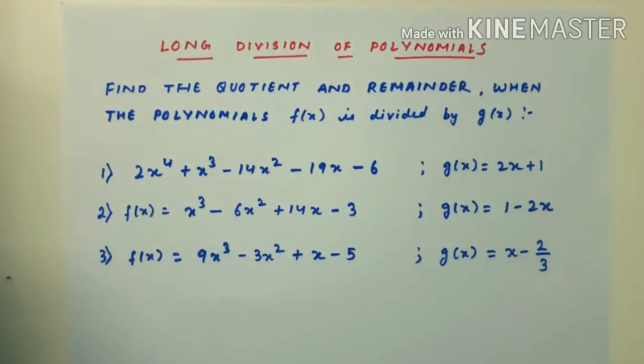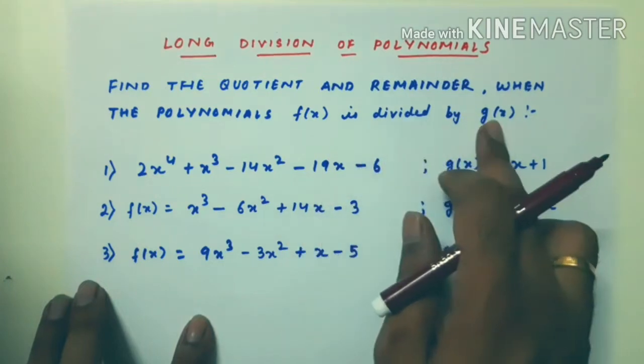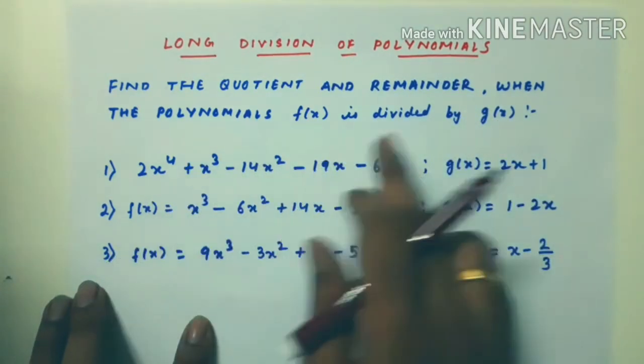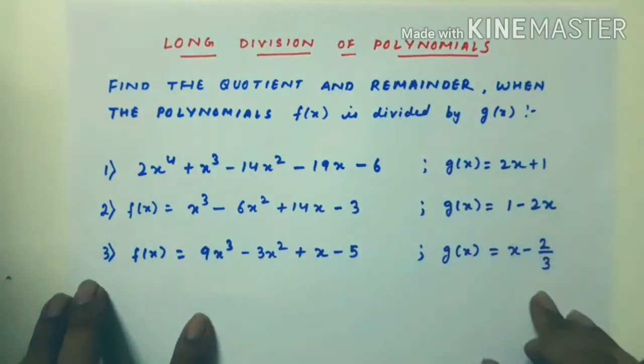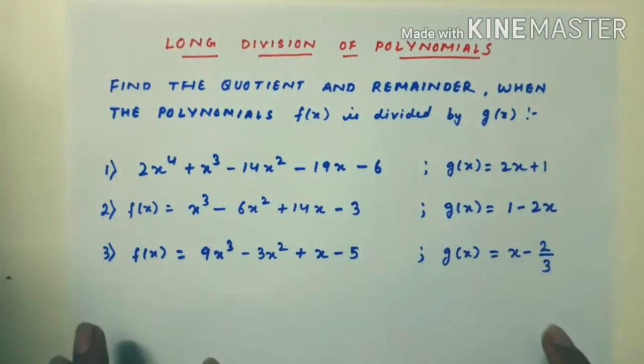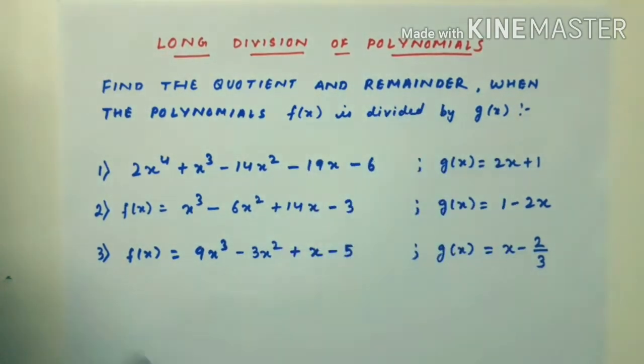Hello friends, in this video we will discuss division of polynomials by the long division method. By the end of this video you will be able to understand how to find the quotient and the remainder when the polynomial f of x is divided by g of x. So a polynomial is divided by another polynomial. We will take these three examples and understand how we use the long division method for dividing two polynomials.